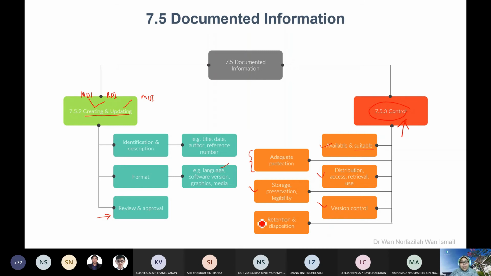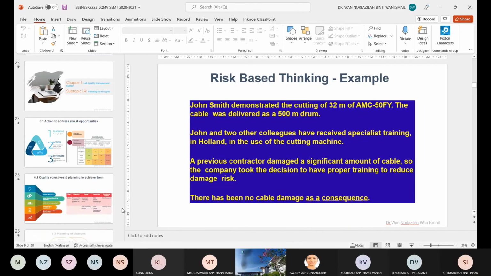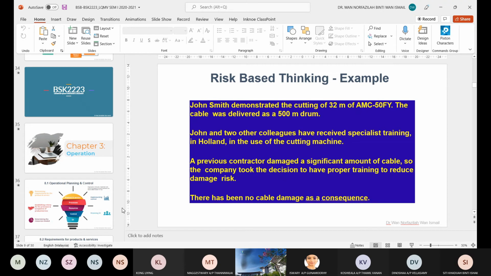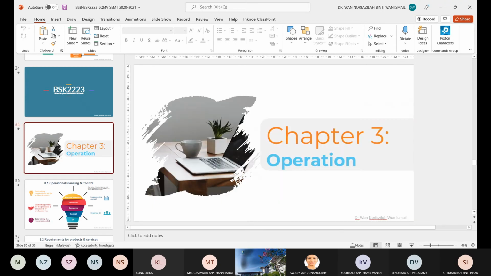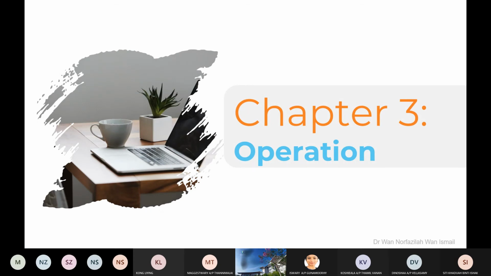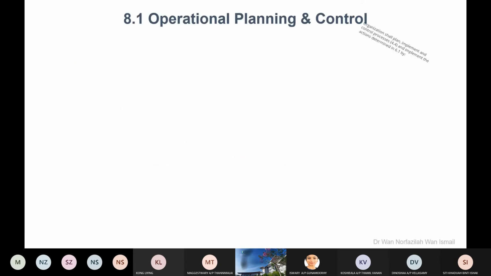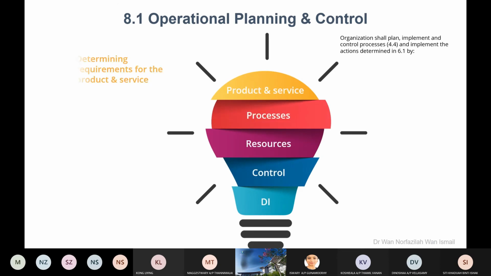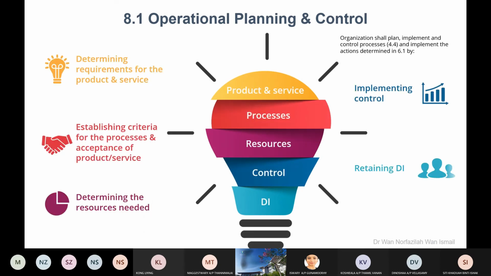And how they retain and dispose the outdated version, outdated documented information, that one also needs to be controlled. So now we will start with chapter 3. As I mentioned, chapter 3 only focuses on clause 8, operation. So any requirements here, you need to imagine that we are dealing with operations in the lab.